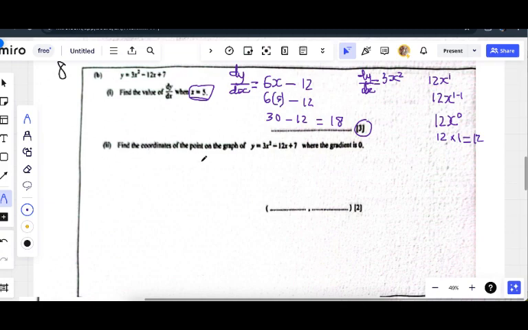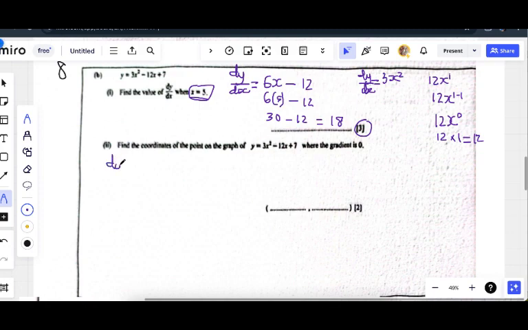Find the coordinate of the point on the graph of y equal to 3x squared minus 12x plus 7 where the gradient is 0. Okay, where the gradient is 0. So we're going to differentiate this. After differentiating, we equate it to 0. You know dy over dx is the gradient. This is dy over dx.